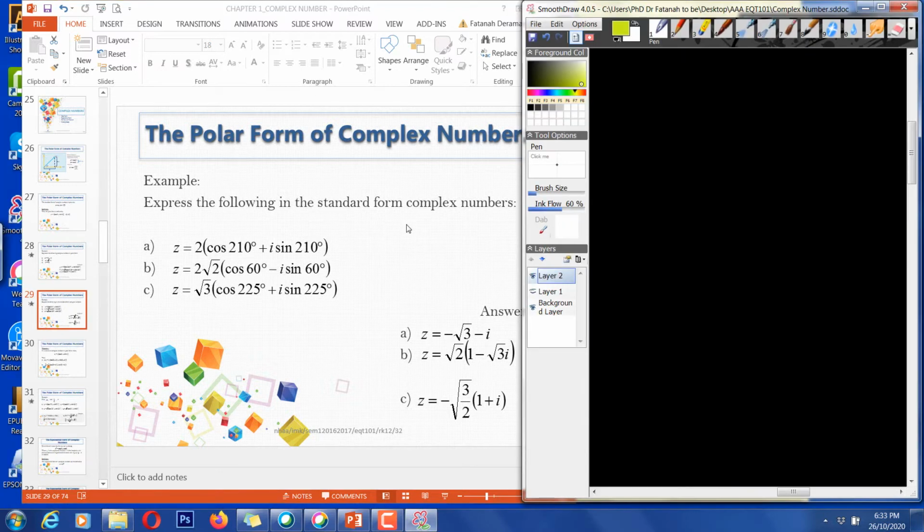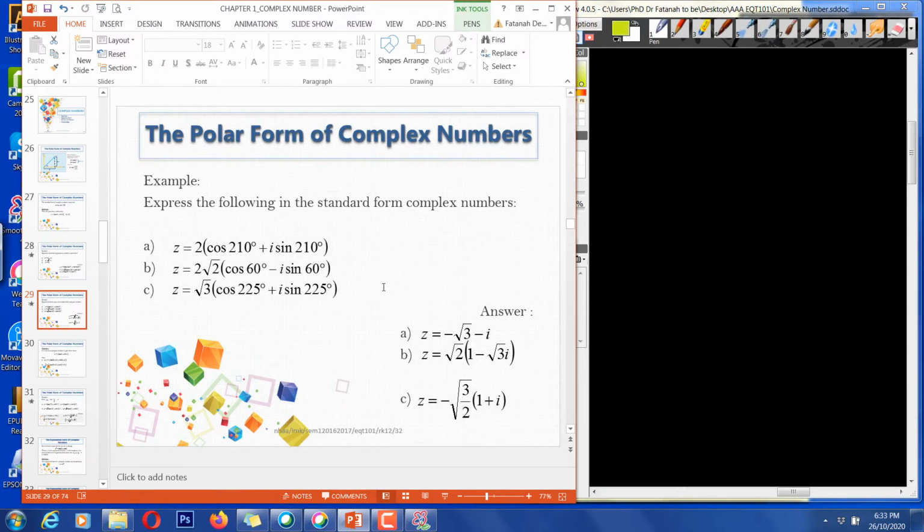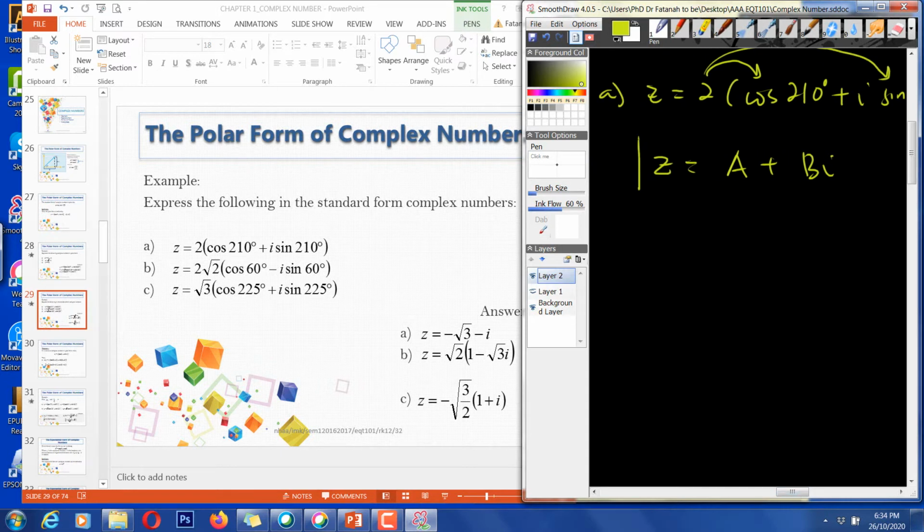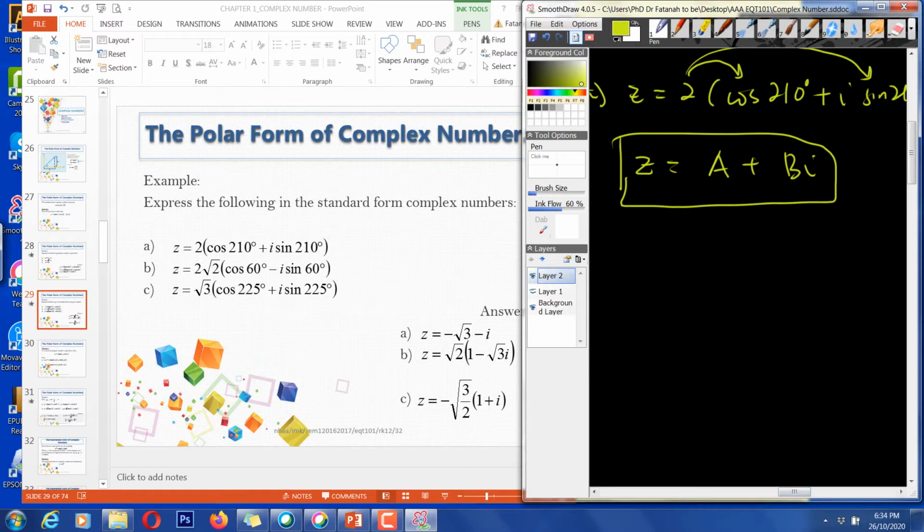Okay, here is how to transform from the polar form into the standard form. For example, z equals 2 cos 210 degrees plus i sin 210 degrees. We know that in standard form we have a plus bi. So what should we do? We need to make this a standalone term, so we should eliminate the bracket. So we need to multiply by r here. This is the idea. The final answer must look like this.